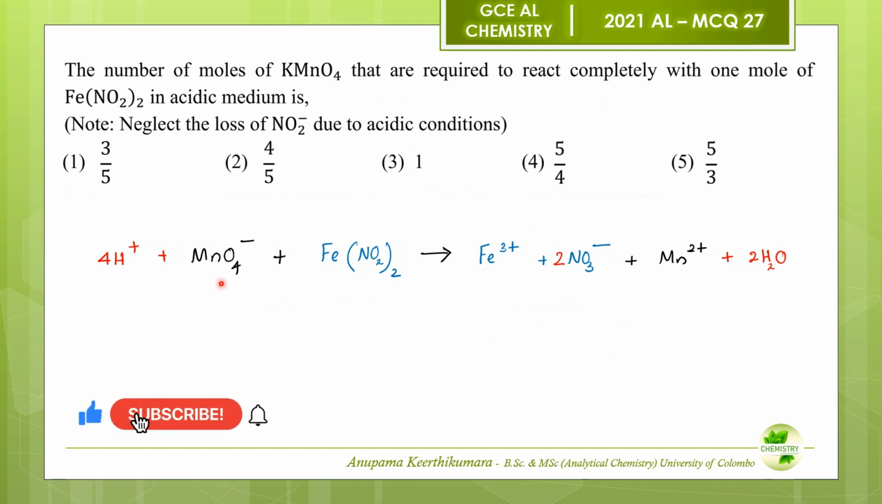Stoichiometry between permanganate ions and ferrous nitrite is 1:1. Therefore, 1 mole of potassium permanganate is required to react completely with 1 mole of ferrous nitrite. The answer is number 3.